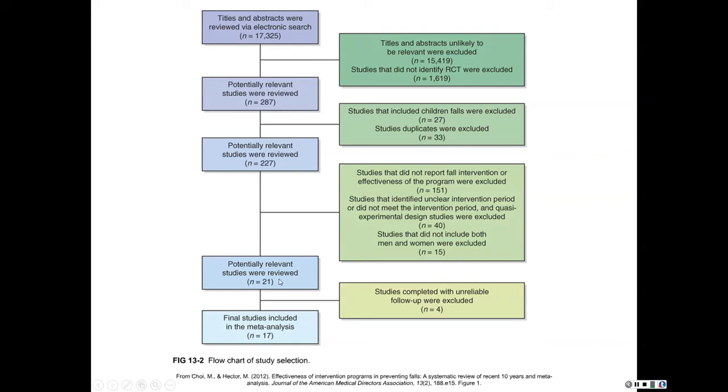Now, potentially relevant studies were reviewed, and of 21. Remember, we started out with 17,000, right? Studies completed with unreliable follow-up were excluded, and there were 4 of those. That brought the N down to 17. So the final studies included in the meta-analysis were 17.